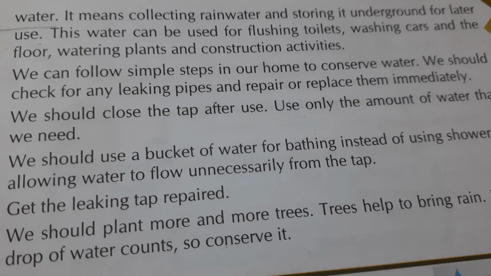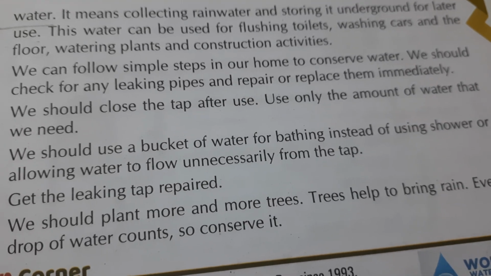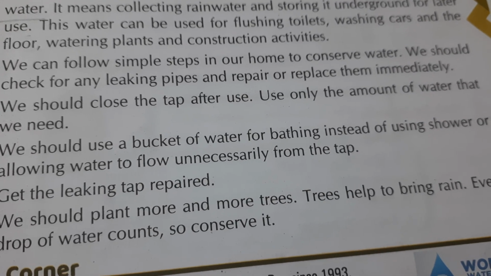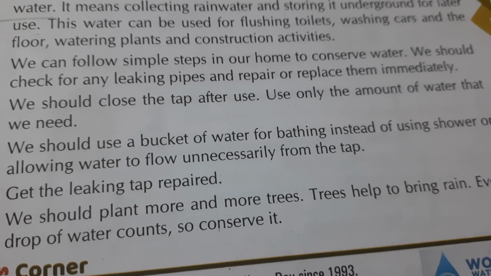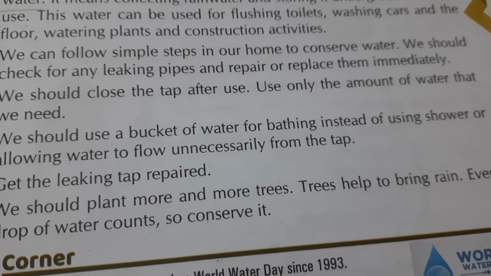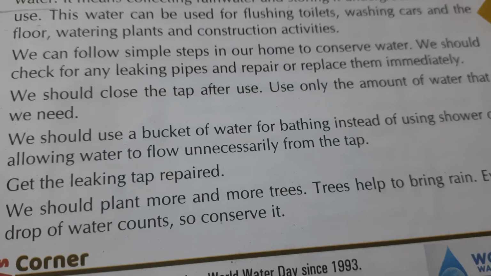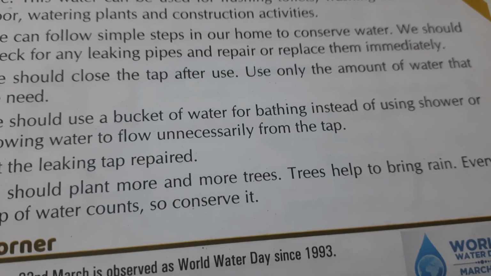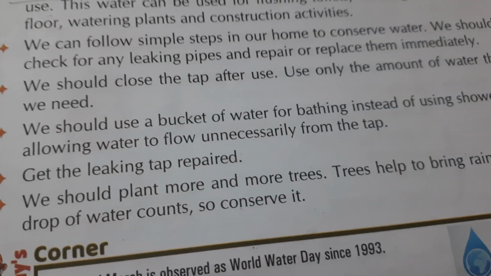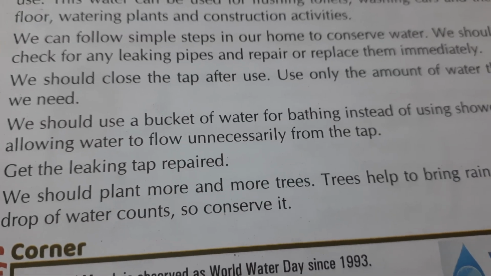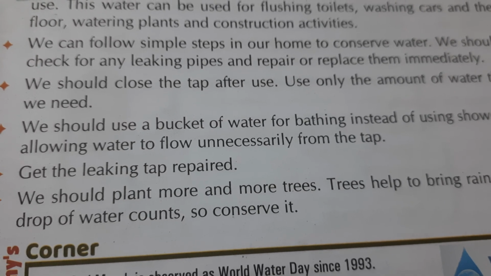We can follow simple steps in our home to conserve water. We should check for any leaking pipes and repair or replace them immediately. We should close the tap after use. Use only the amount of water that we need. We should use a bucket of water for bathing instead of using a shower or allowing water to flow unnecessarily from the tap. Get the leaking tap repaired.